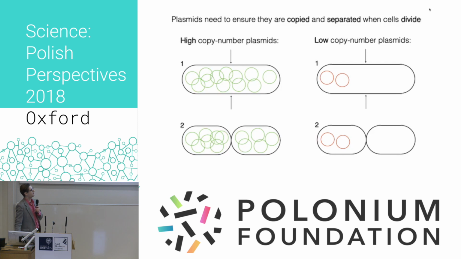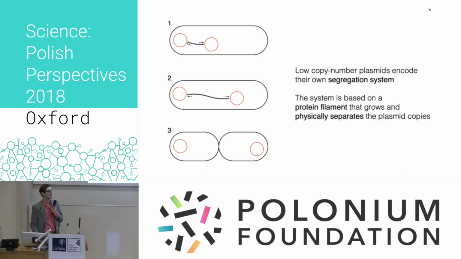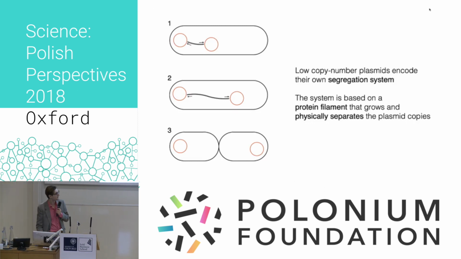So these plasmids have evolved a mechanism in order to ensure that they are found in both daughter cells. And it is quite simple. It just relies on a protein filament that grows and physically separates the two copies of the plasmid. And it pushes them physically to the two opposing ends of the cell. So this is very simple. It just relies on a protein that polymerizes in such a way that it forms a filament, much like actin, for example, in human cells. And then the filament grows and it attaches itself to the plasmid copies and it pushes them apart. Okay? So we can use cryo-EM to see that.